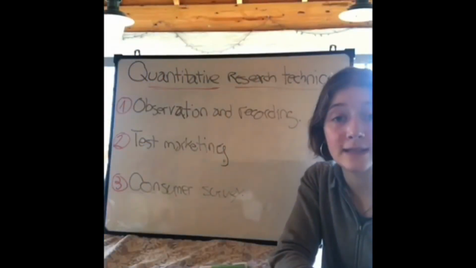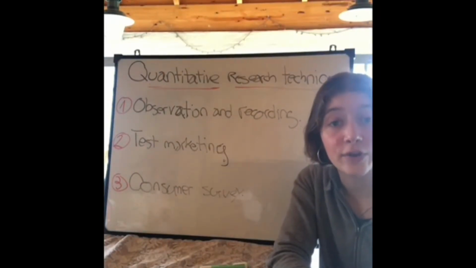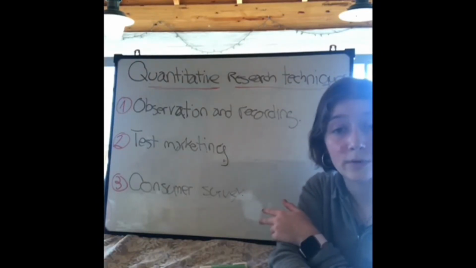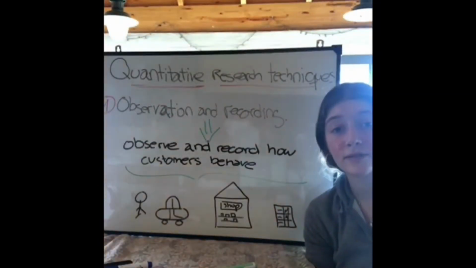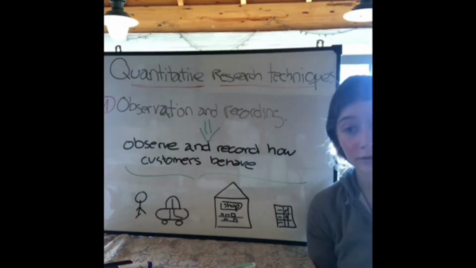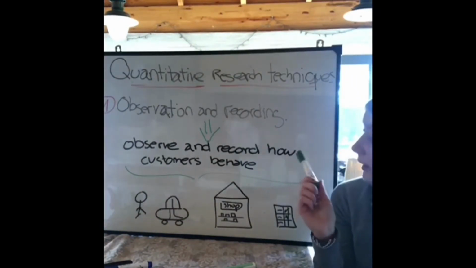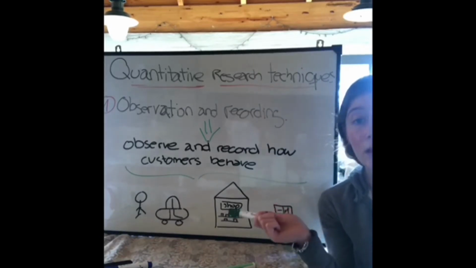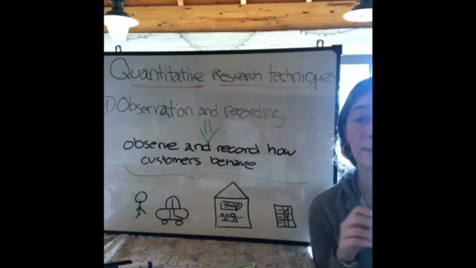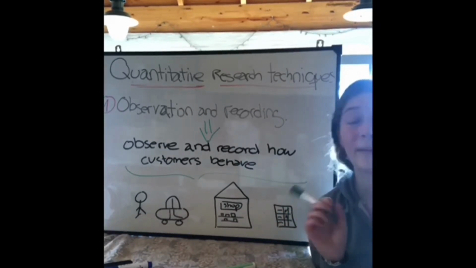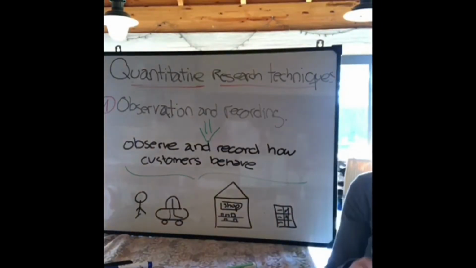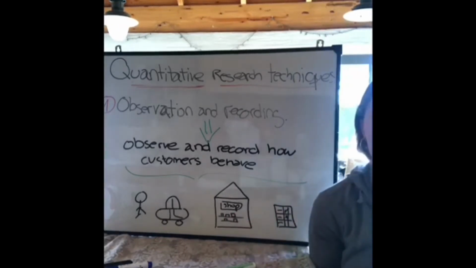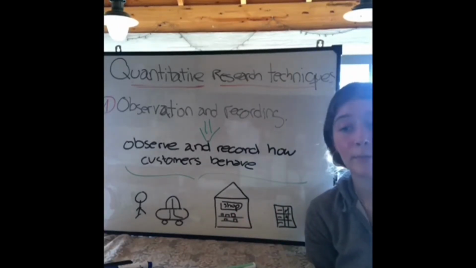Okay, so we have 3 different quantitative research techniques. The first one is observation and recording, the second one is test marketing, and the third one is consumer survey. Okay, so using this first approach, researchers observe and record how customers behave. For example, they count the number of people and cars that pass a particular location in order to assess the best site for the new business. Another example is that researchers can observe people in shops to see how many look at the new display or take a product from the shops.